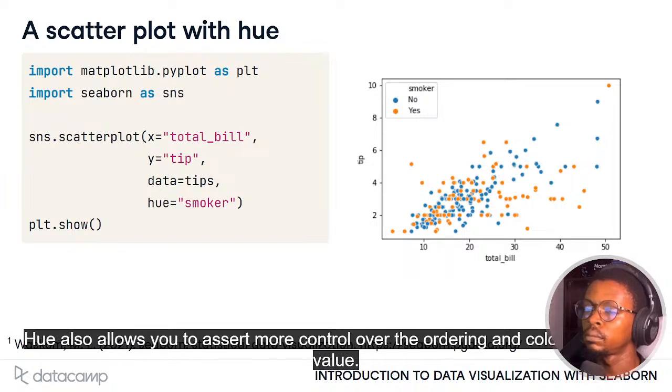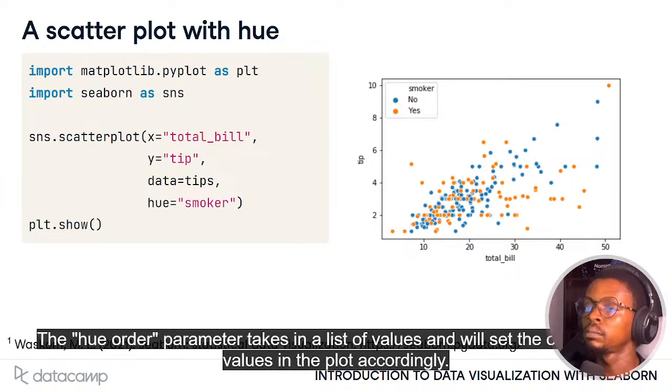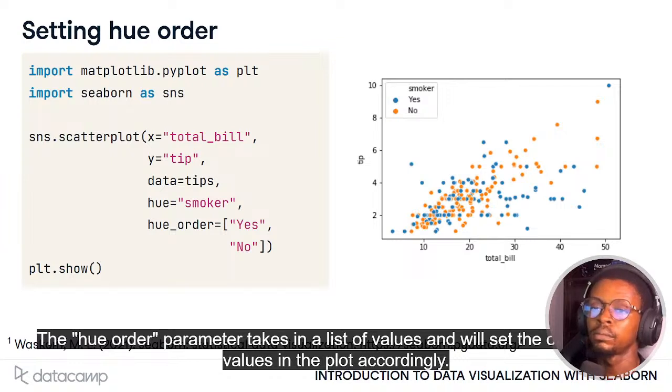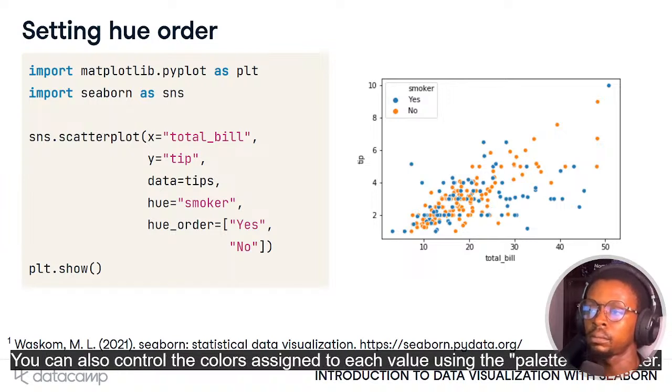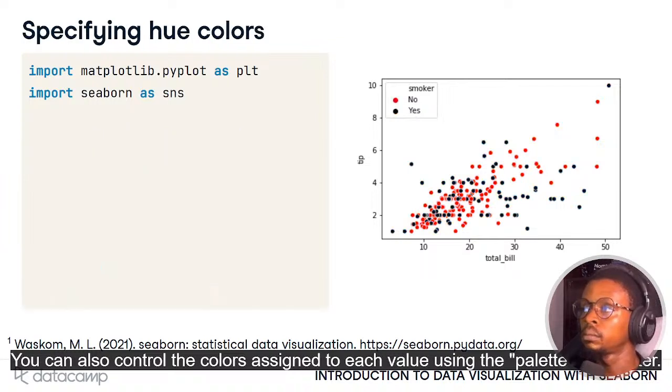Hue also allows you to assert more control over the ordering and coloring of each value. The hue order parameter takes in a list of values and will set the order of the values in the plot accordingly. Notice how the legend for smoker now lists yes before no. You can also control the colors assigned to each value using the palette parameter.